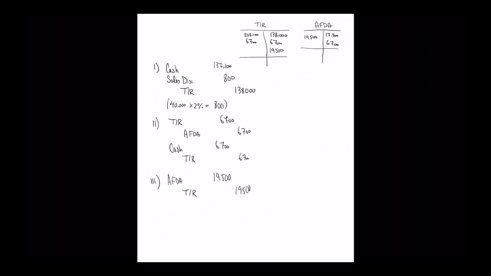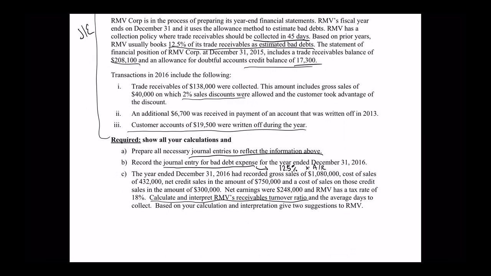So for our trade receivables, we have a debit balance of 50,600 in our account. And for our AFDA, if you add 17,300 plus 6,700 minus 19,500, we have a balance of 4,500 in our AFDA, our allowance for doubtful accounts. Required B asks us to do the journal entry to record the bad debt expense for the year.